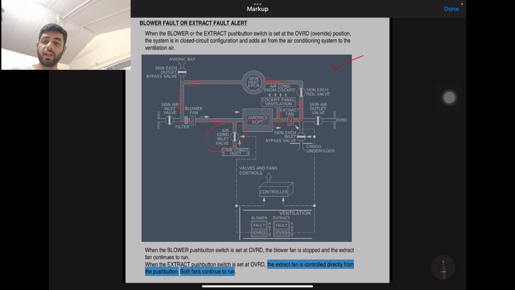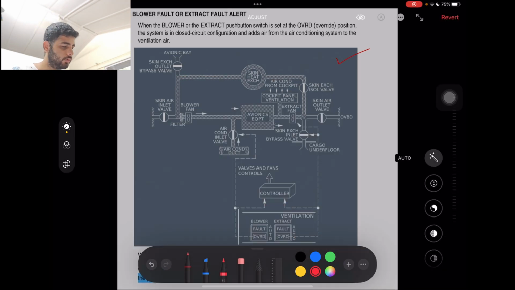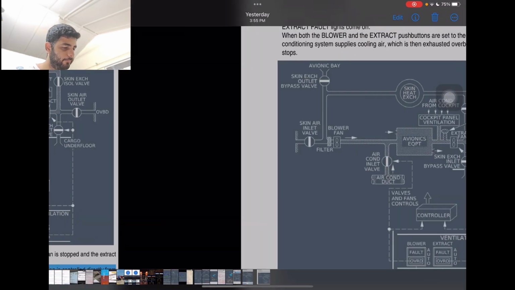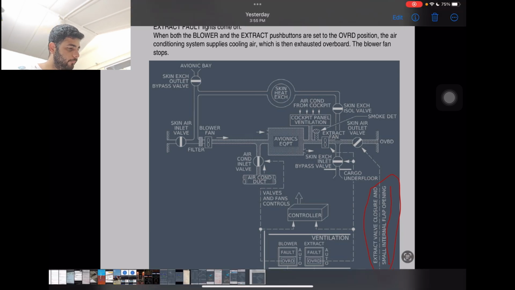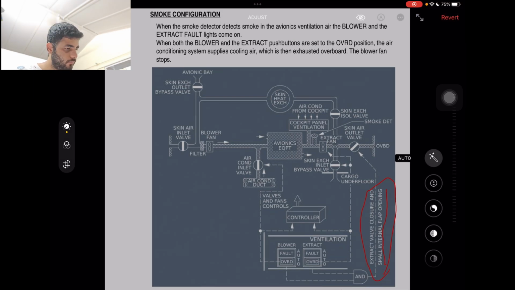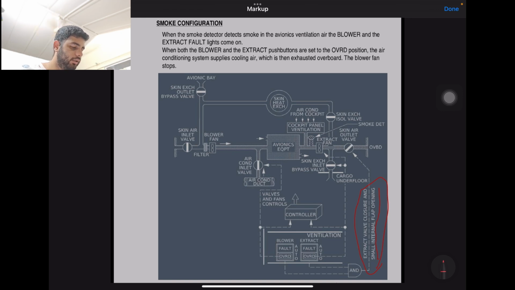extractor fault. If you have both a blower and extractor fault, then you come into something called a smoke config. Okay, when smoke is detected in the aircraft. Okay, so smoke config is here. Now smoke config is again straightforward. It does not want to circulate the air continuously. So what it does is it allows air to go through.